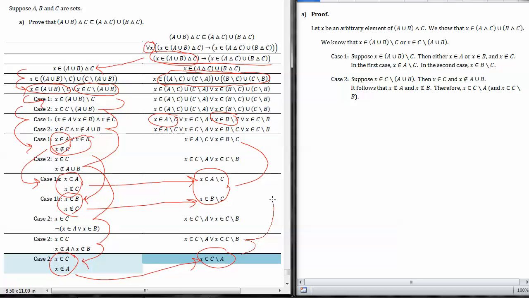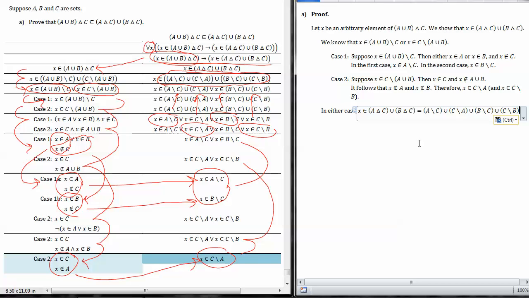Okay, so that was that one right there. We also could have done this one, and all of these eventually fed back up to here. So to summarize that, I think I can just say in either case, meaning in case 1 or case 2, that's how I'm going to write it, X is in this set that we said it was, because that set is equal to the union of these 4 sets. Okay, and in case 1 and case 2, and case 1A and case 1B, we've always shown that X is in at least one of these sets. So at long last, that takes care of part A.